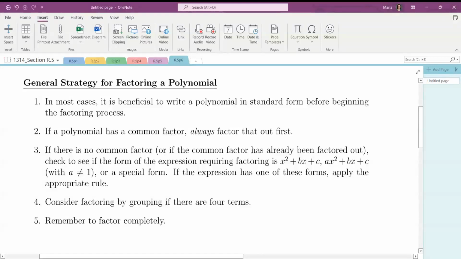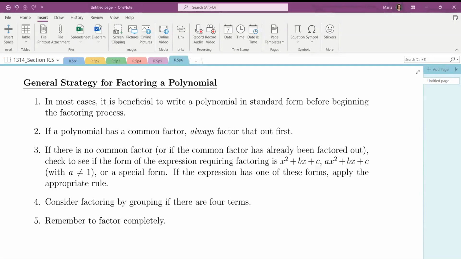Well, we have learned all the techniques for factoring. So we went over factoring out a common factor. We talked about how to factor a quadratic polynomial of the form x squared plus bx plus c, meaning the number in front of x squared is 1. Then we talked about how to factor ax squared plus bx plus c, where the number in front of x squared is something other than 1. And we've also talked about factoring by grouping and special forms.